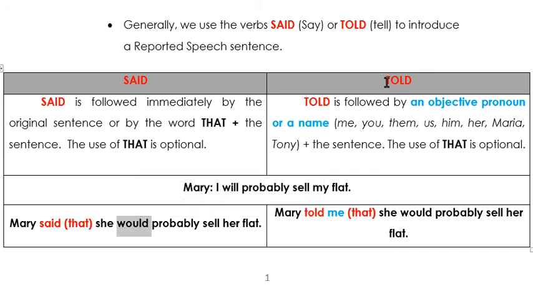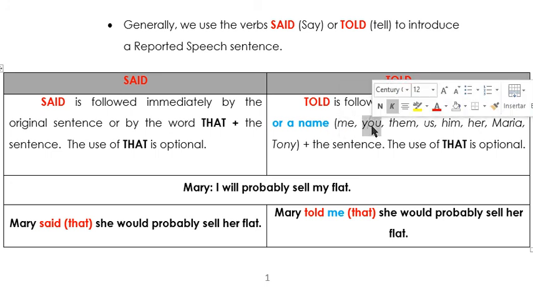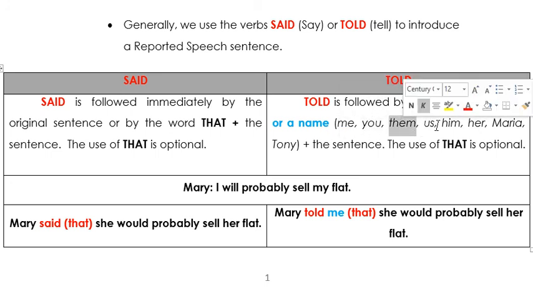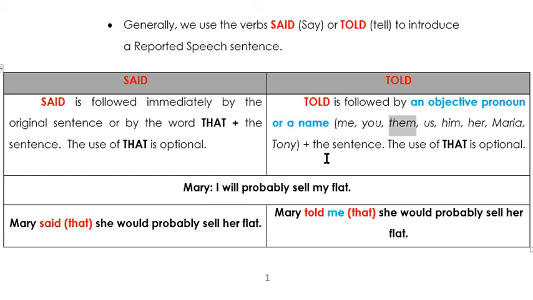Ahora, esto tiene que ver con lo que viene ahora. Told. Told is followed by an objective pronoun or a name, okay? Me, you, them, us, him, her, Maria, Tony, etc. Plus the sentence. And the use of that is optional, okay? De vuelta, that es optional.